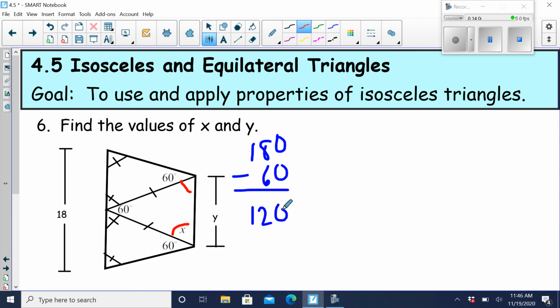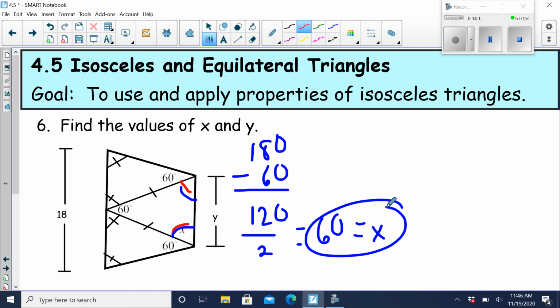Now that 120 has to get split between these two angles right here. So I'm going to take 120 and divide by 2. I'm going to find it to be 60, and that's my x value. Okay. Now if you look at the other triangles, are they marked similarly? Here I have a vertex angle of 60. I know that these two sides are congruent because if I go across from those angles, then those two sides have to be congruent. So that's isosceles. I'm really going to get the same relationship over here in this triangle.